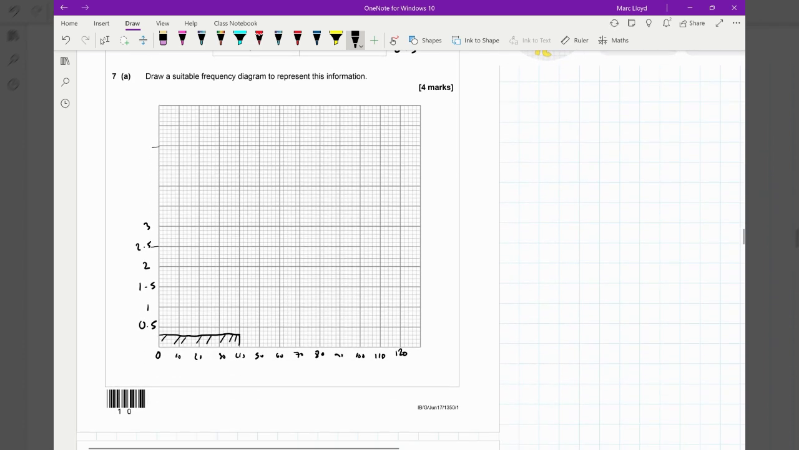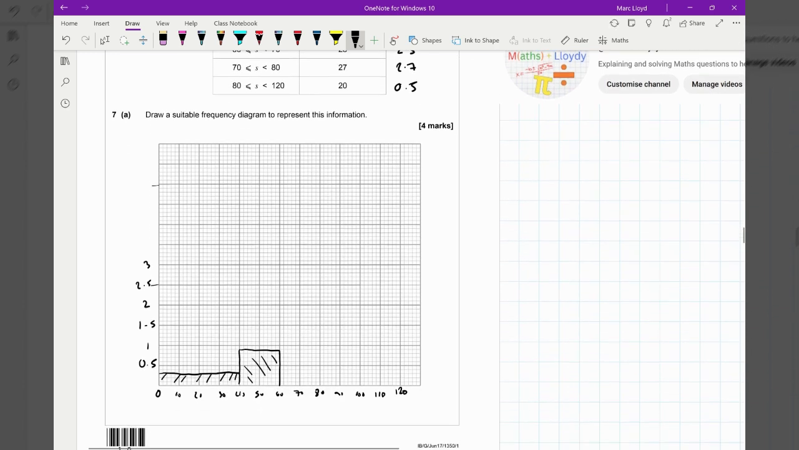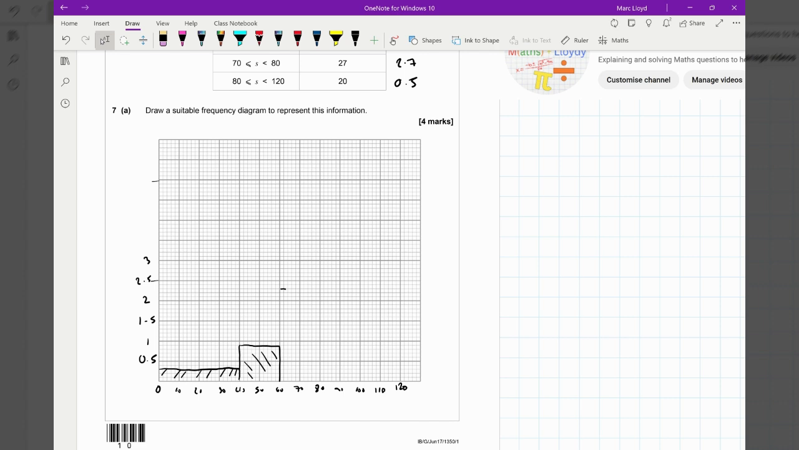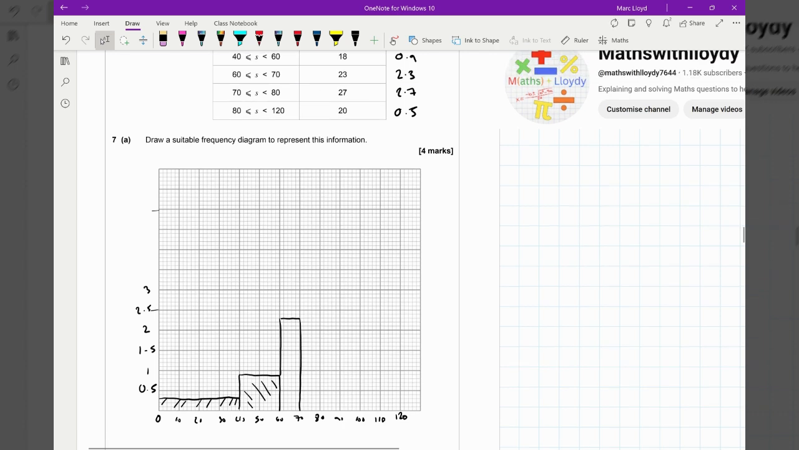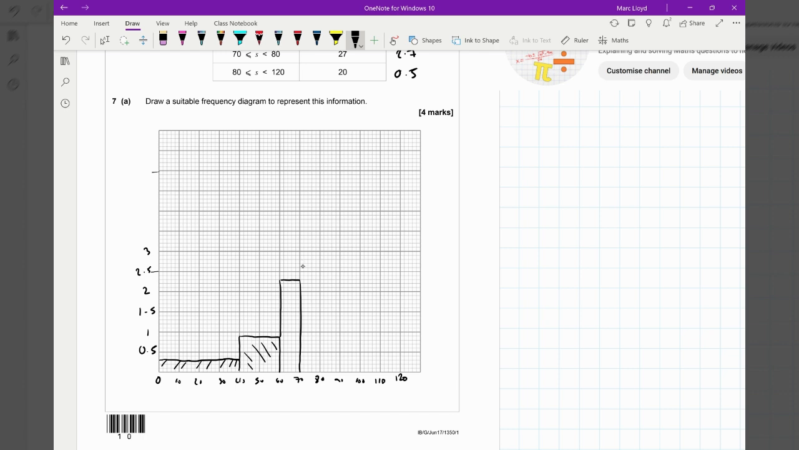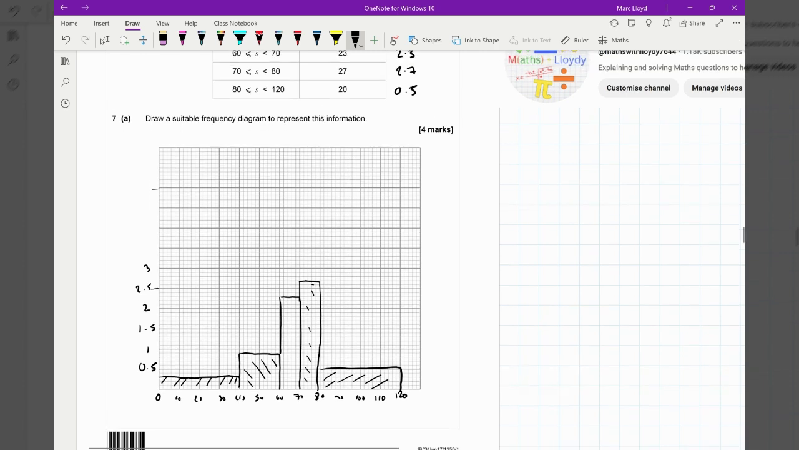40 to 60 is 0.9. Across we go, and then down like so. 60 to 70, 2.3. There we are. Nice thin one. 70 to 80, 2.7. So that's our tallest one. 2.7 is there. And then 80 to 120 is 0.5. So straight across and then straight down. Done. Happy with that. 4 marks.